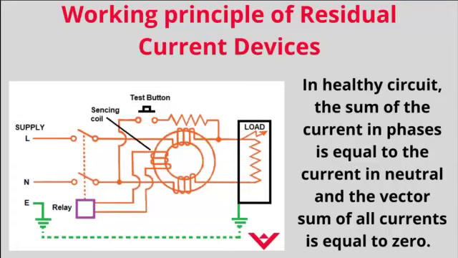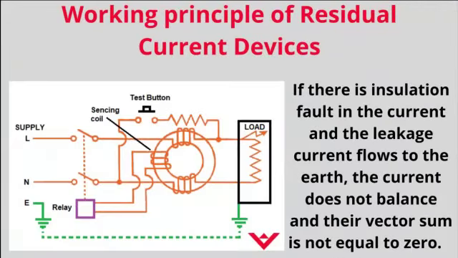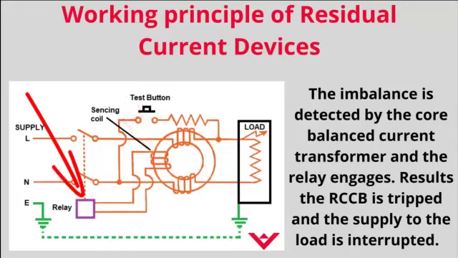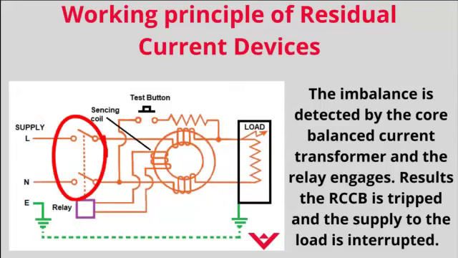In a healthy circuit, the sum of the current in the phases is equal to the current in the neutral, and the vector sum of all currents is equal to zero. If there is an insulation fault and leakage current flows to the earth, the current does not balance and their vector sum is not equal to zero. The imbalance is detected by the core balanced current transformer and the relay engages. Result: the RCCB is tripped and the supply to the load is interrupted.